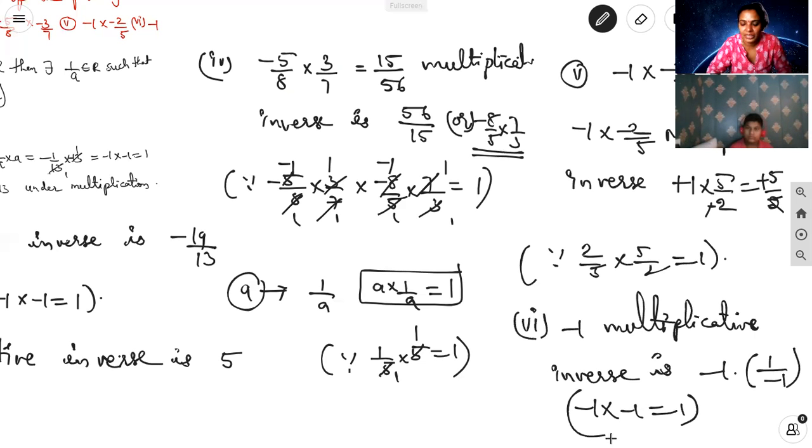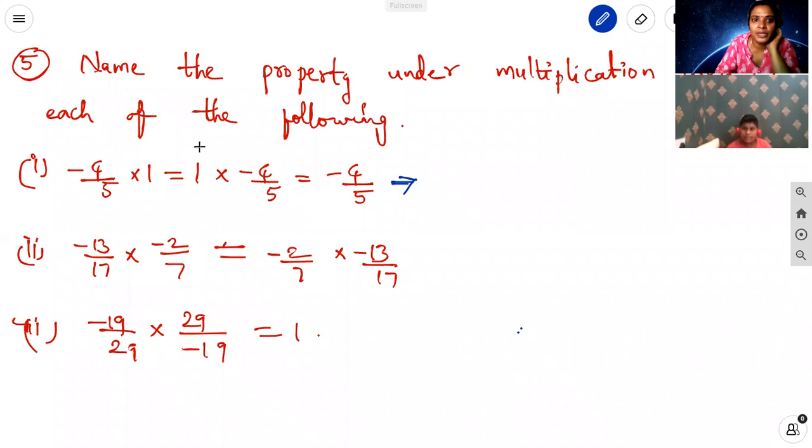So what is the thing here? We are finding the multiplicative inverse, which means you take the reciprocal of the given fraction. Reciprocal means the numerator of the given fraction is written as the denominator, and the denominator is written as the numerator. That is the thing. Okay. Did you understand?